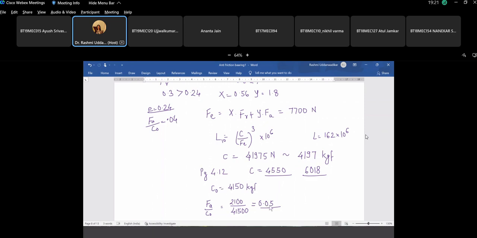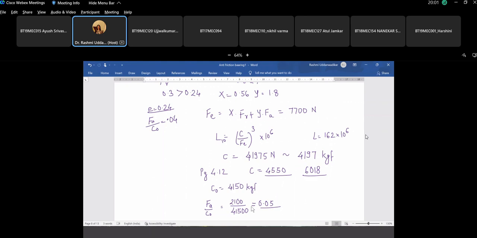For Fa by C naught as 0.05, this means C naught is greater than the required value. What we selected was C naught less than the required value, isn't it? We had selected C naught less than the required value, and here it is greater than the required value. So this is how we check. Suppose your Fa by C naught value comes out to be 0.2 or 0.1 or 0.5, then this tells you that you are very much deviated from the actual value. So this assumption was quite right.